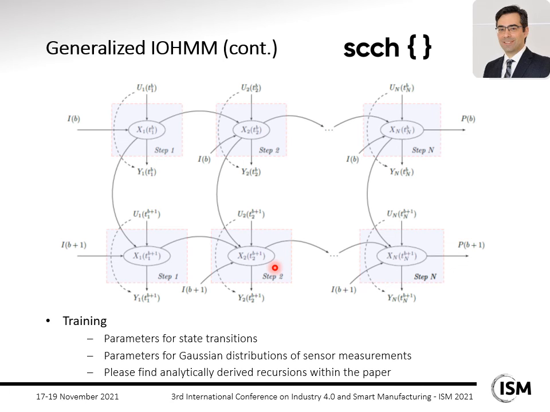All these possibilities of transitions should be parameterized, and the parameters of these transitions are subject to training. At the same time, the statistics of the Gaussian distributions, the mean and the variance of the sensor measurements, are also subject to training. In the paper, there are analytical derivations of the recursions for updating these parameters, and we saw, in fact, that the training leads to suboptimal updates, meaning that the likelihood with which the data is captured by the proposed model actually increases.